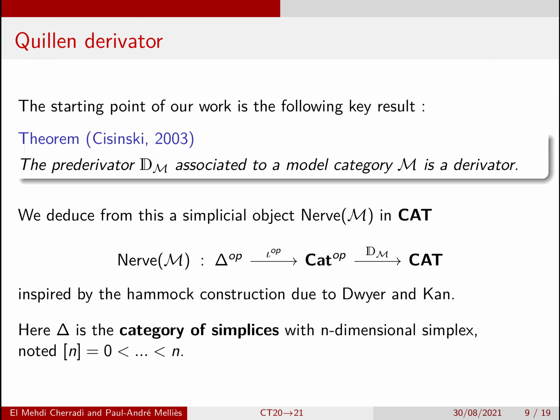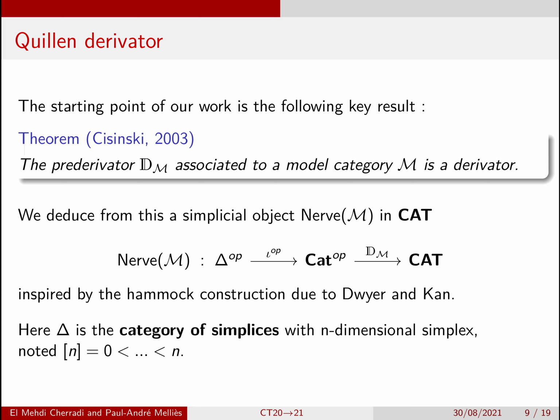This leads us to the important example of Quillen derivators. The starting point of our work is in fact the following key result due to Cisinski in 2003. The prederivator D_M, which was defined on the slide about the homotopy coherent diagrams, which is associated to a model category M. This prederivator is a derivator.